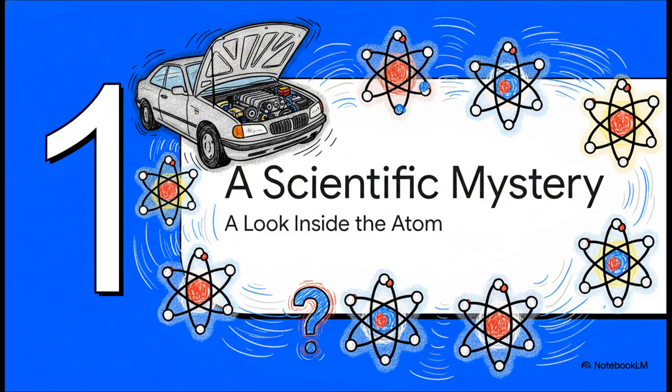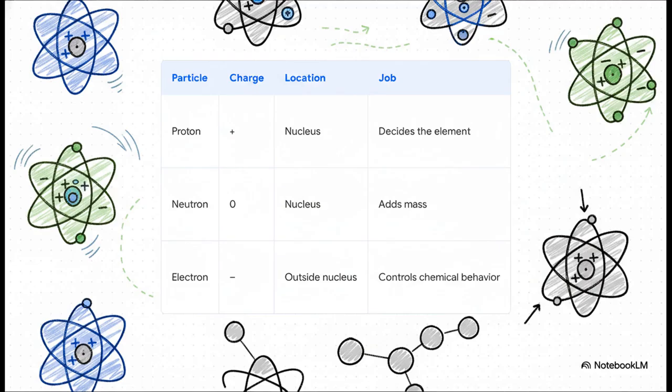You can think of the atom as having a really clear division of labor. Right there in the center, in the nucleus, you've got the positive protons. Their job? They decide what the element is. Then you have the neutrons, which have no charge, they're neutral, and they just add mass. And then whizzing around the outside, you've got the negative electrons. And they're the ones in charge of all the chemical behavior. So it's a pretty neat system. Three particles, each with a very specific job.